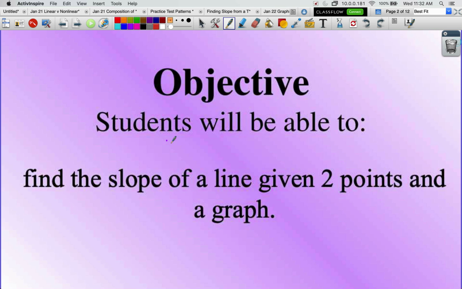Let's get started with our objective. Students will be able to find the slope of a line given 2 points and a graph.